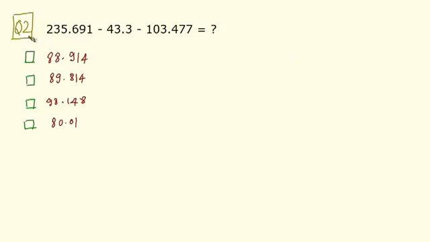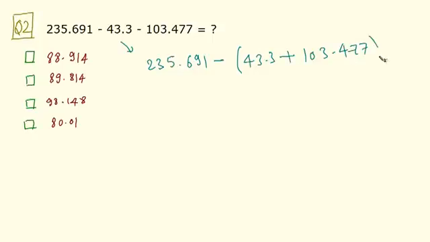Okay, now let's move on to question number 2. Now to make things simpler, let us modify the expression. We can write this expression as 235.691 minus, then we have 43.3. We are actually taking the minus out of these two terms, so minus 43.3, so minus becomes plus 103.477. Now we will first add these two terms and then subtract it from this term.